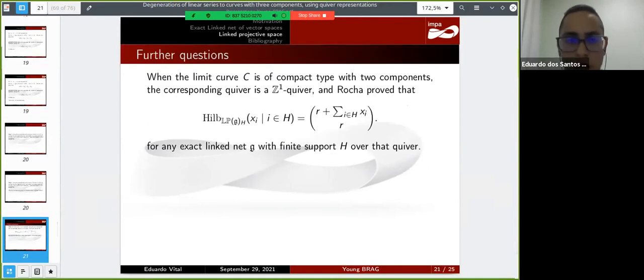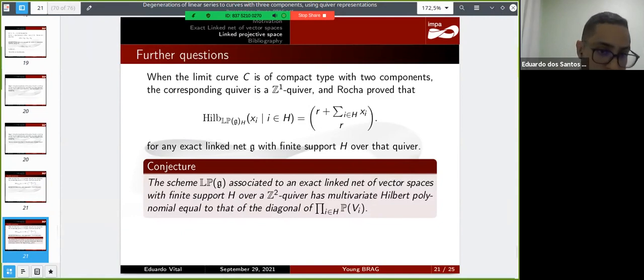Now, we talk about further questions of this work, right? When the limit curve C is of compact type with components, the corresponding quiver Zn, Rocha proved that the multivariate Hilbert polynomial of LPGH is equal to the multivariate Hilbert polynomial of the diagonal inside the product of projective spaces, right? And the conjecture states that the linked projective space LPG associated to an exactly linked net of vector spaces with finite support on H over a Z2 quiver has multivariate Hilbert polynomial equal to that of the diagonal inside the product of projective spaces, right?